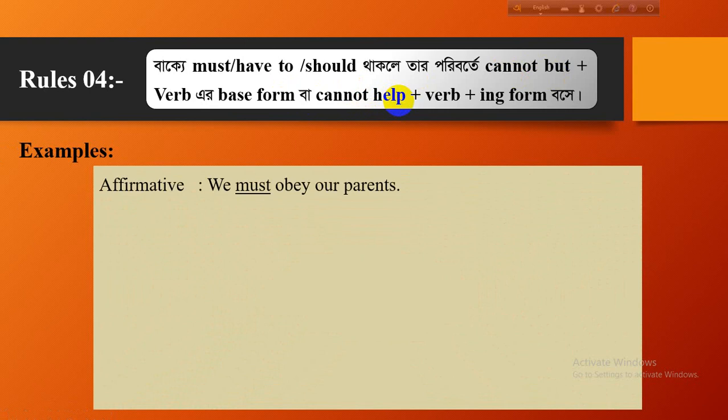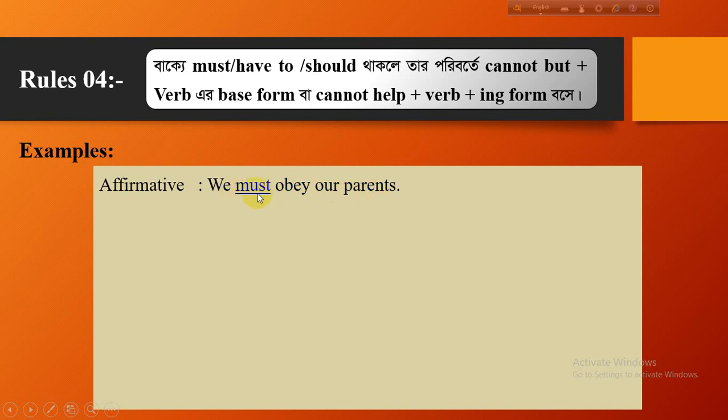So the first example, we must obey our parents. Very easily we can give the answer of negative. So the negative will be, instead of must, we can use cannot but. If we use cannot but, the verb won't be changed. That means we cannot but obey our parents.